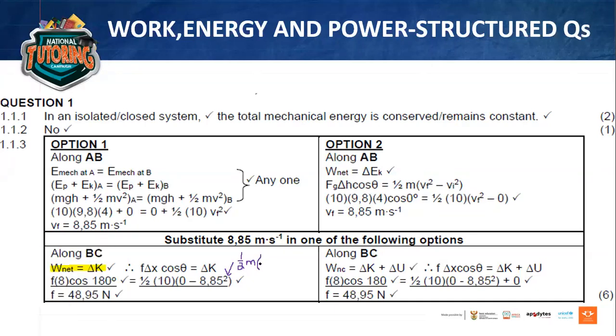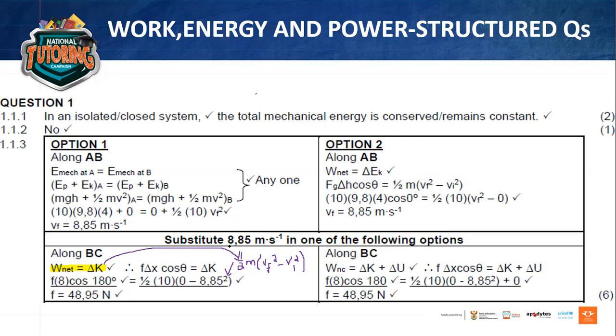Half m vf squared minus vi squared. Now, my dear learners, W net is equal to delta K. And when I see delta K, my dear learners, I see half m vf squared minus vi squared, and that will be in brackets because the mass is the same, and therefore I'm going to take it out as a common factor.